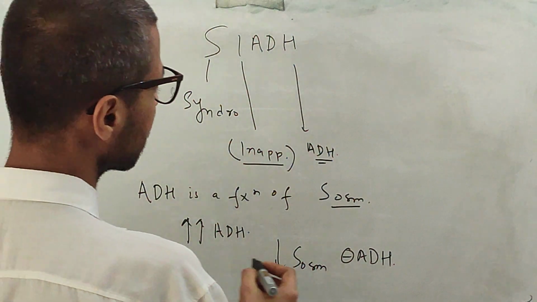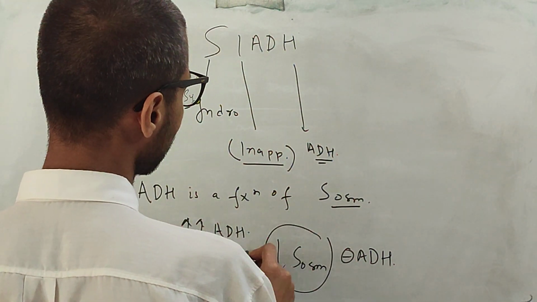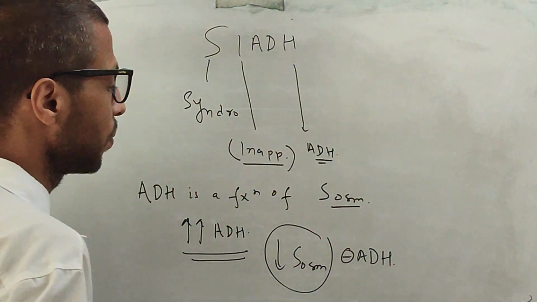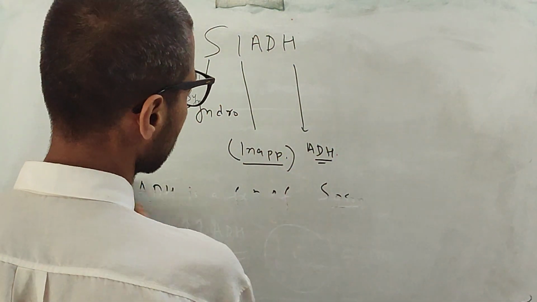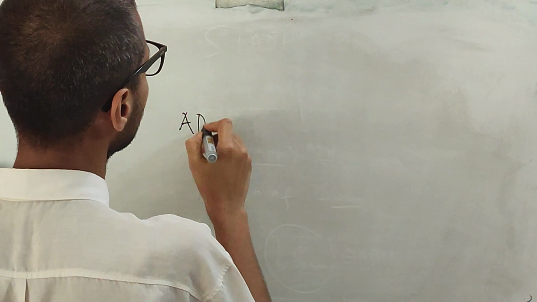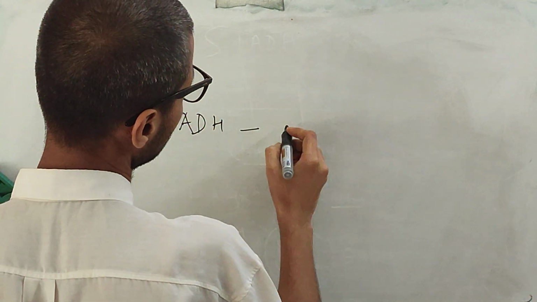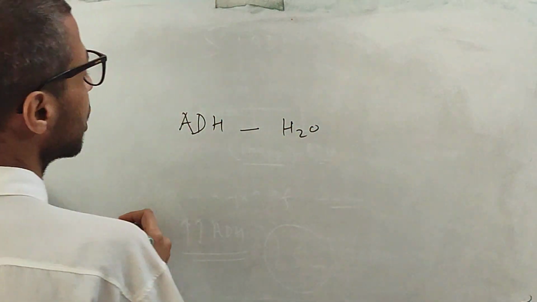But in this condition, despite low serum osmolality, there is a high amount of ADH in the serum, and that leads to further water reabsorption from the collecting ducts. You know what the function of ADH is? ADH's function is reabsorption of H2O from the collecting tubule.